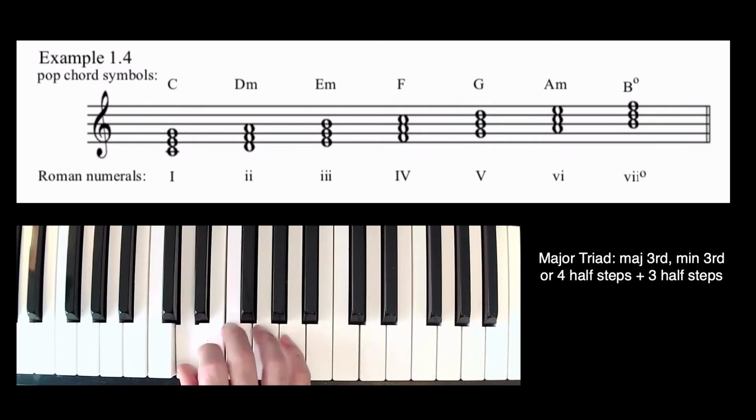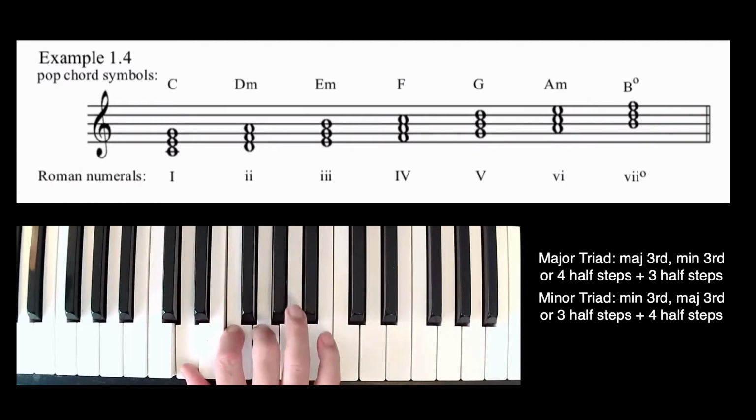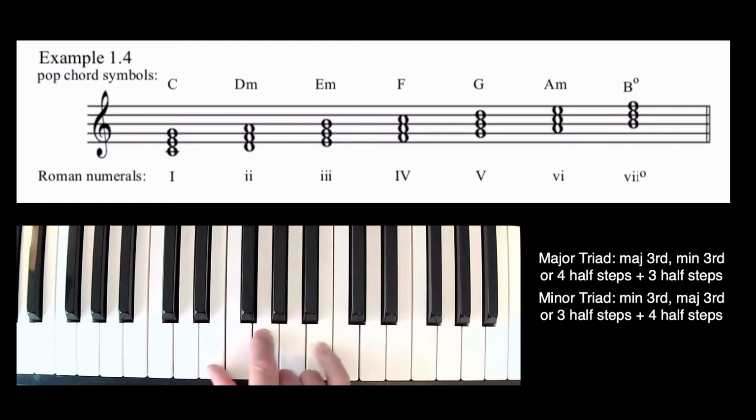The second chord, notice the half steps, 1, 2, 3, that's a minor third. 1, 2, 3, 4, that's a major third, that's minor. Okay, so that's a really quick way to tell whether a chord is major or minor, is to count the half steps. The third chord, 1, 2, 3, 1, 2, 3, 4.